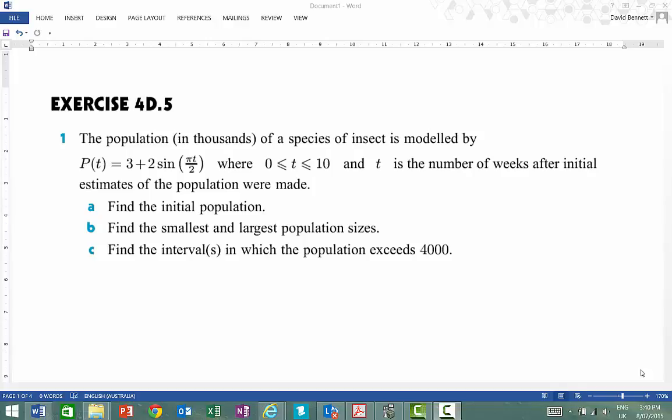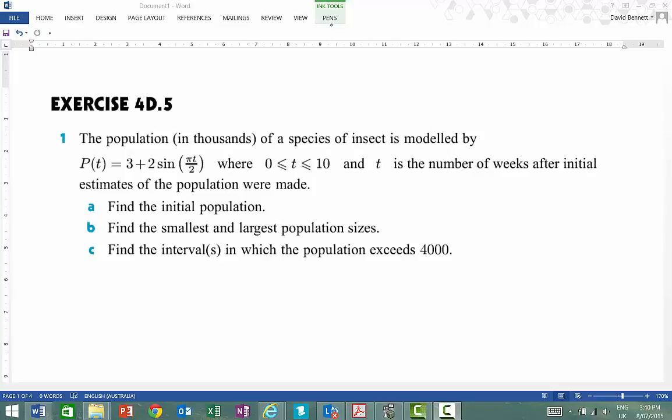Today we're going to be looking at exercise 4D5, and this is a combination of basically the whole chapter, I suppose. So what we're going to do is use the sine model over the 10-week period, so 0 to 10 weeks is the information here. We're looking at modelling a species of insects. The first thing is to find the initial population.